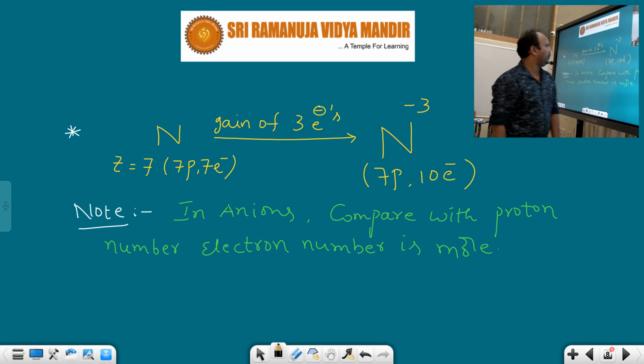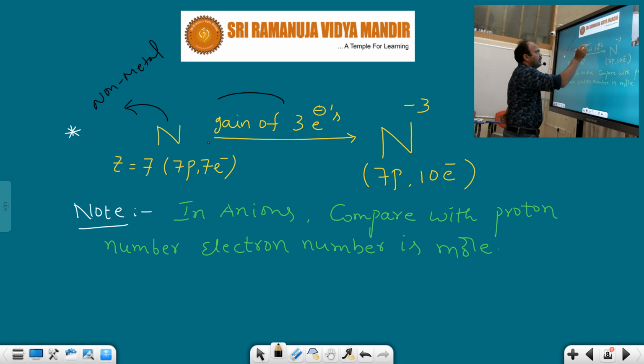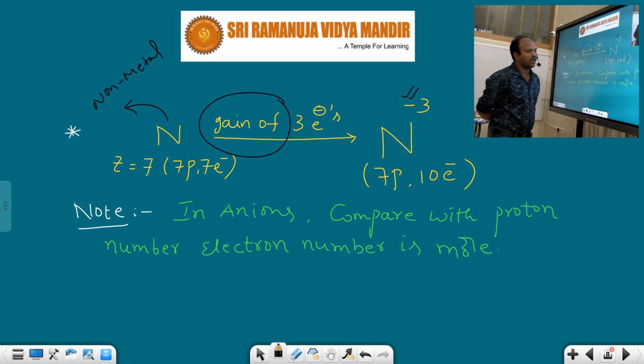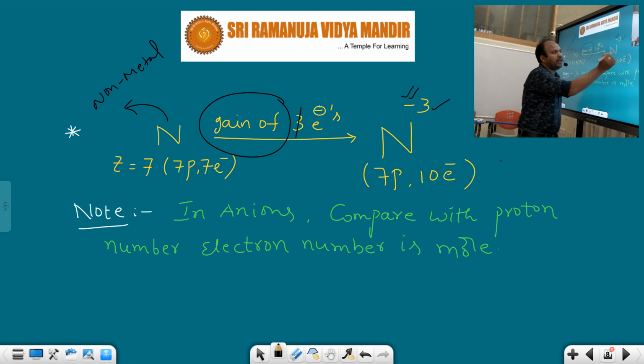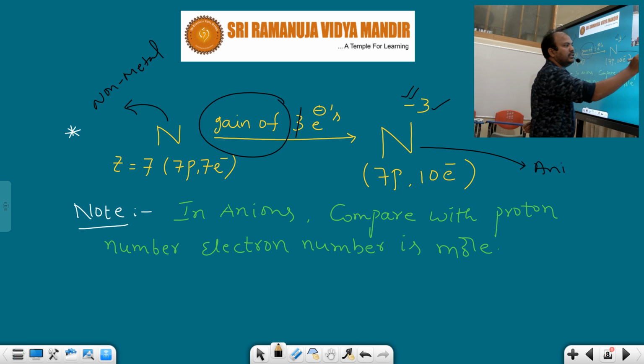After that, let's take another example for better understanding of anions. If you take nitrogen, nitrogen is a gas. That's why this is a non-metal. When it is a non-metal, it is capable of gaining electrons. Gaining electrons, that's why I have to put a minus charge here. How many electrons are gained? Three electrons. That's why I put 3. So nitrogen gains 3 electrons, then only it will form the anion. That anion name is nitride ion.